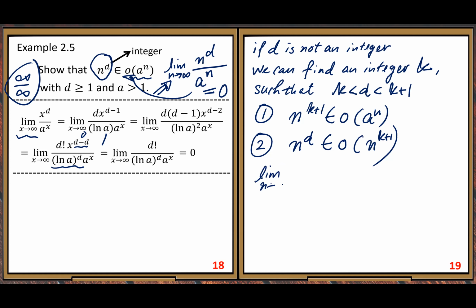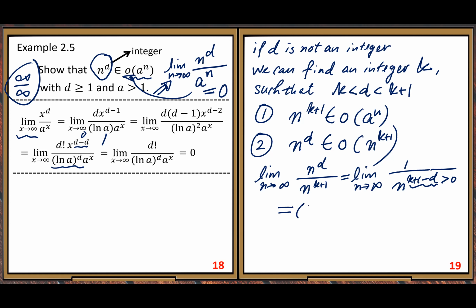When we write the limit n to the d over n to the k plus 1, you do cancellation. The numerator is 1, denominator is n to the k plus 1 minus d. We know k plus 1 minus d is a positive constant, so the denominator goes to infinity. Numerator is 1, denominator to infinity, so the limit is 0. If the limit is 0, we get this little o.